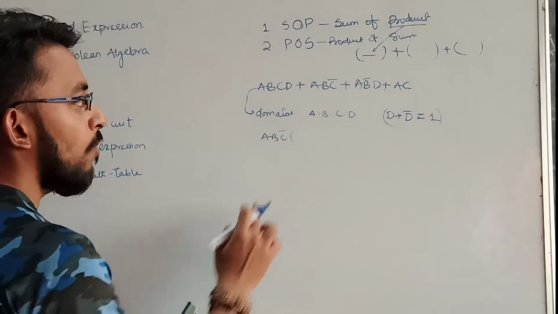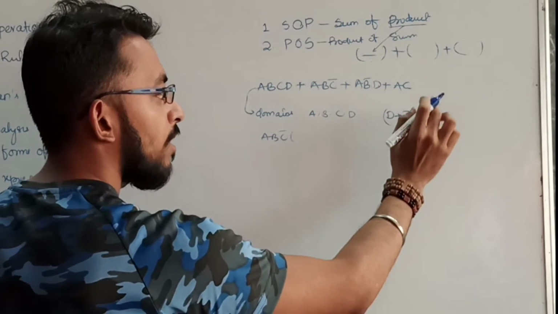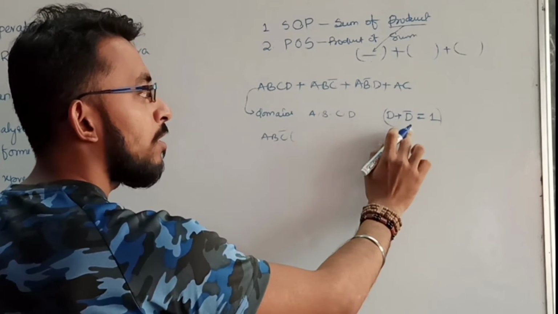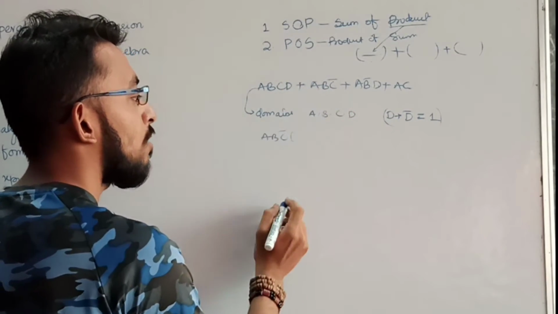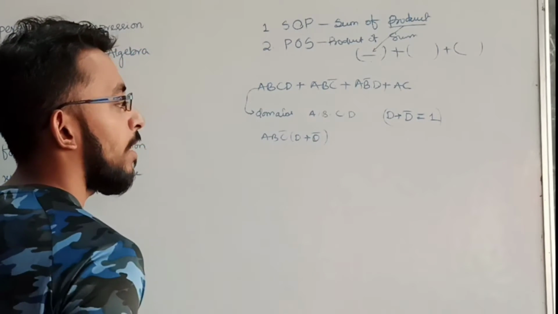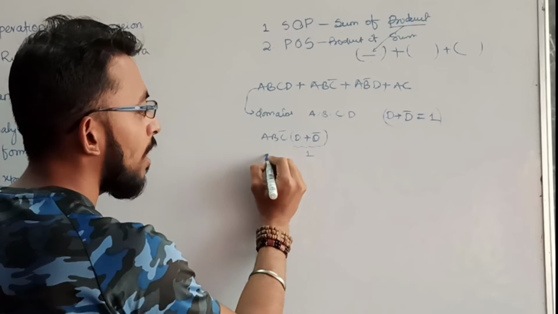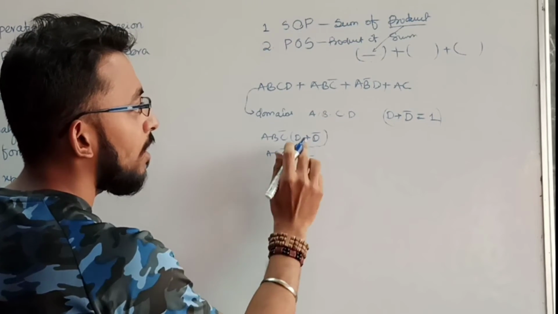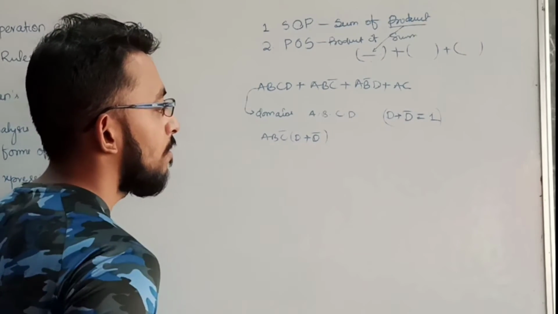So I can multiply 1 over here, one over here, one over here, and for each one I can write D plus D bar. That is the term that is missing, that is the domain that is missing in that term. So here I am going to add D plus D bar. I am going to multiply D plus D bar. It means D plus D bar is nothing but 1. It is A B C bar dot 1. That will give me A B C bar. So it will not affect my result.